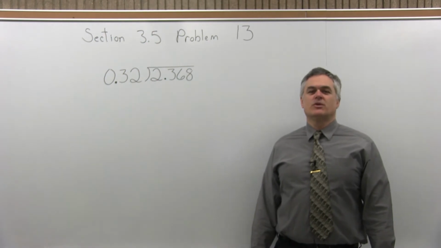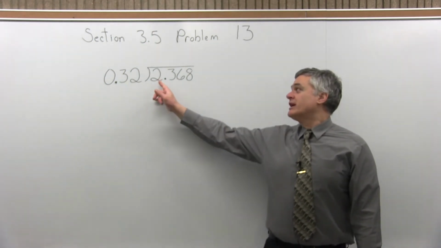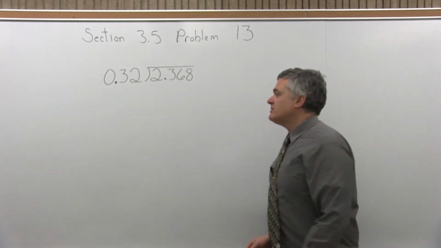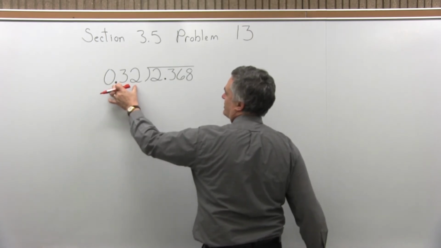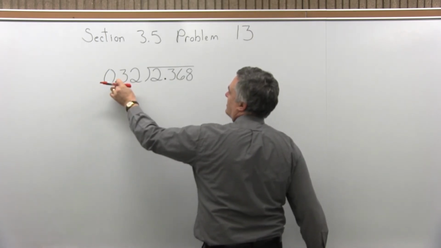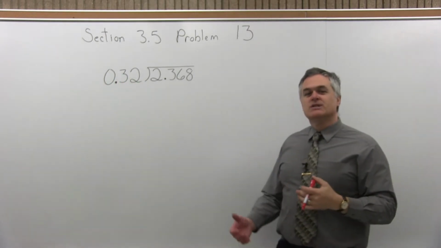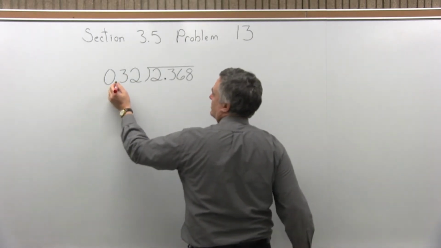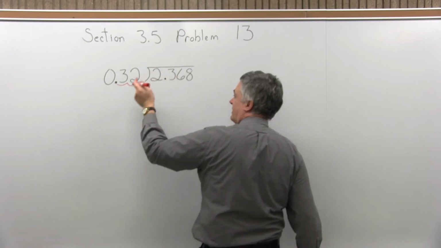This is Section 3.5, Problem 13. We have 0.32 divided into 2.368. So to get the problem started, we have to deal with the number in front of the division symbol, or divisor. The problem is that the number has a decimal in it. So what I have to do is move that decimal as far to the right as it'll go. So it'll move over 2 spots before it gets to the far right.